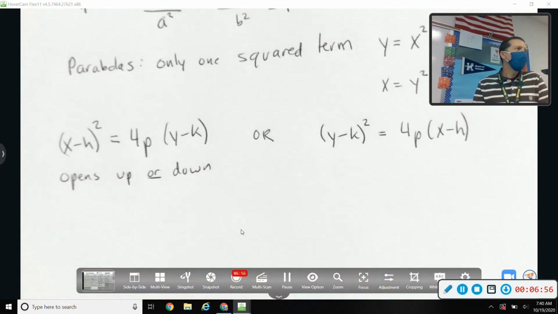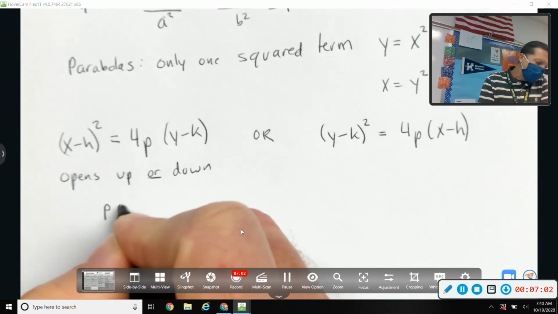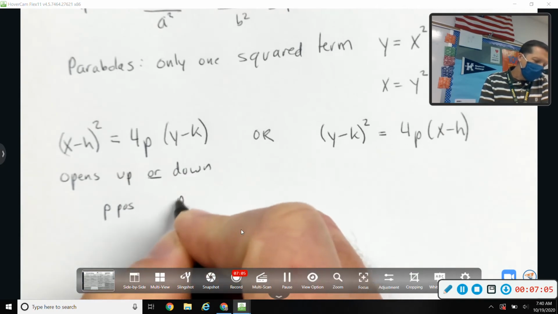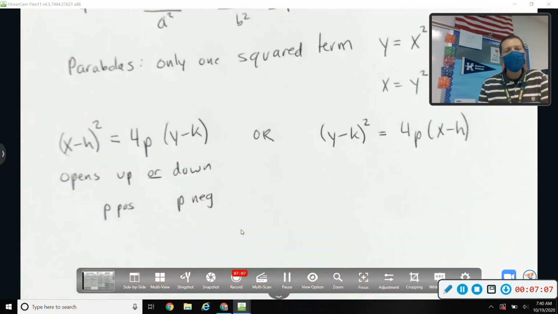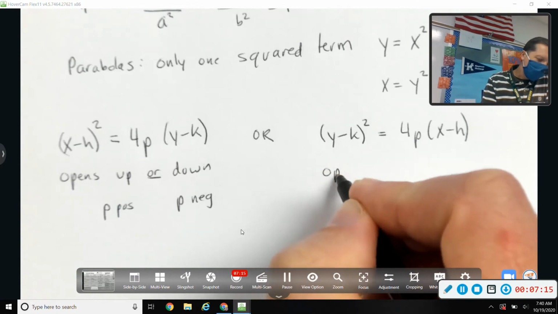Up or down, not like a hyperbola where it's up and down. It's up or down. It's up if p is positive. This makes sense, I think. It's down if p is negative. P also does something else for the problem, but we'll hold off on that for a moment, anyway.